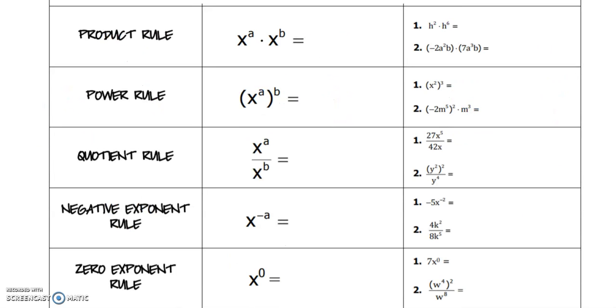Okay, this next section is talking about all the exponent rules. And so the first one is the product rule. So when my bases are the same and I'm multiplying, remember that you add the exponents.